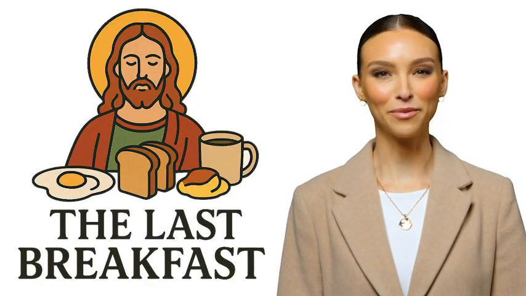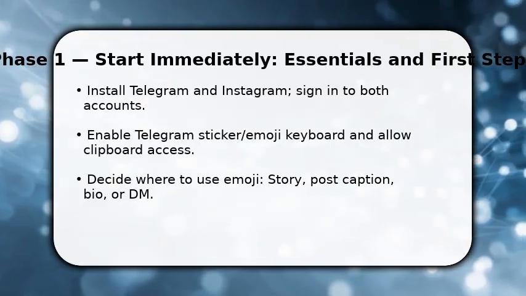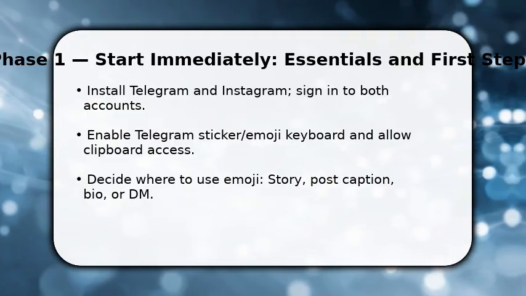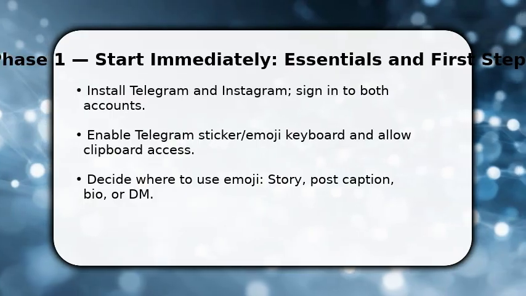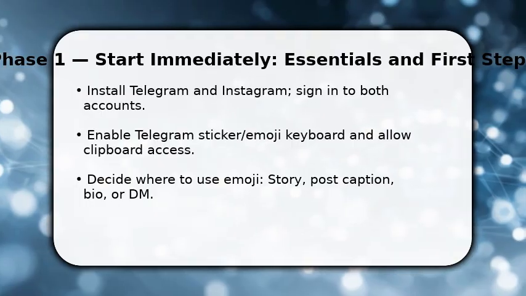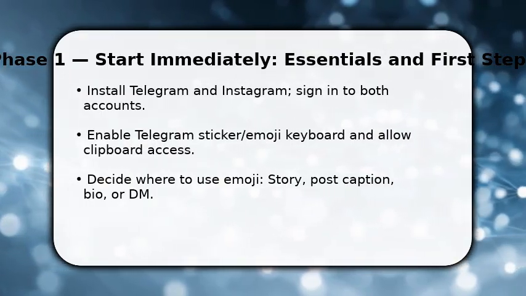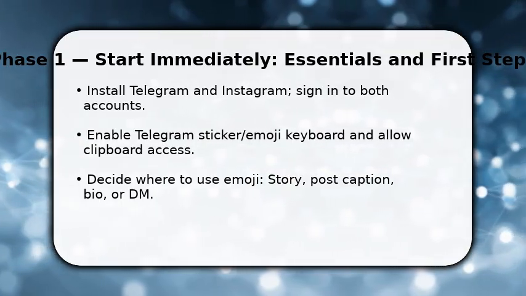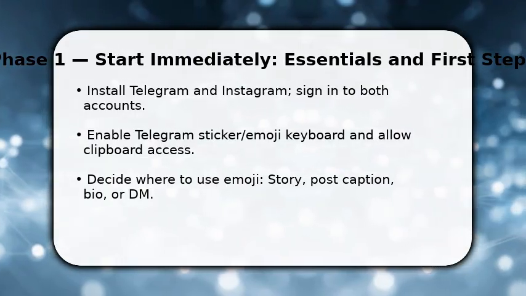Please enjoy the video. You start by opening Telegram and Instagram side by side on your device so you can copy-paste quickly. Once done, open the emoji or sticker pack in Telegram and long press the emoji you want. This copies or saves it. Make sure to allow Telegram to access the clipboard or save images to the camera roll. You do this because Instagram accepts pasted emoji and image stickers. Having both apps ready reduces friction and makes the next steps fast.